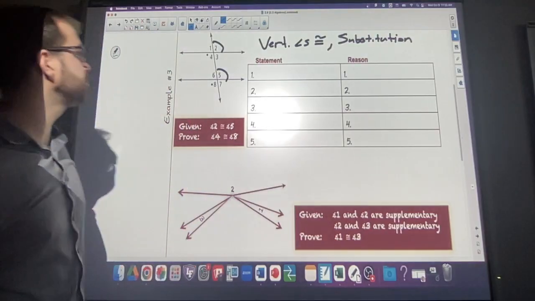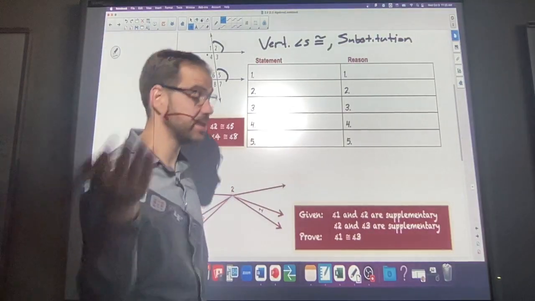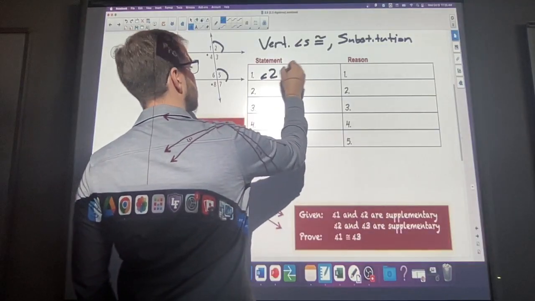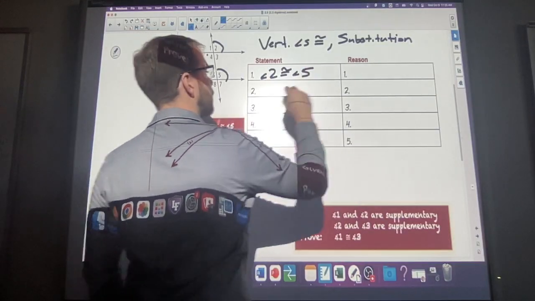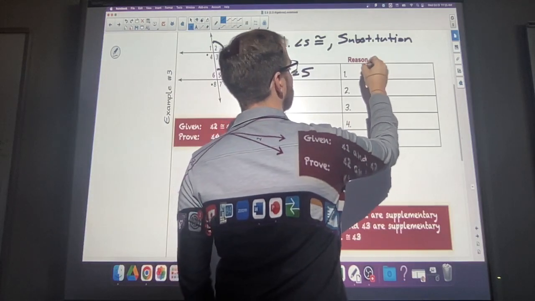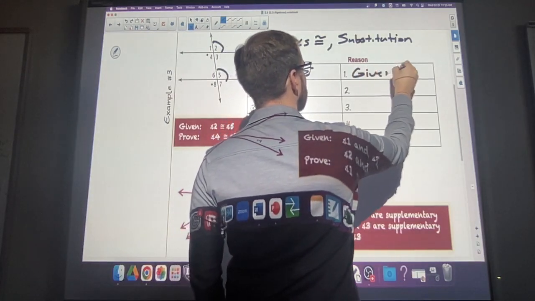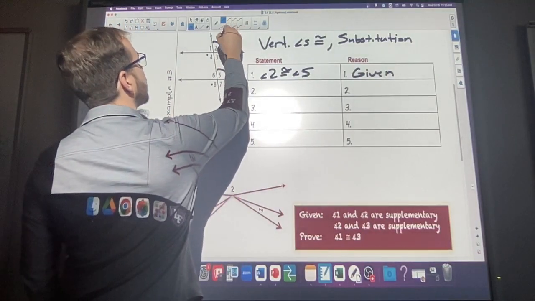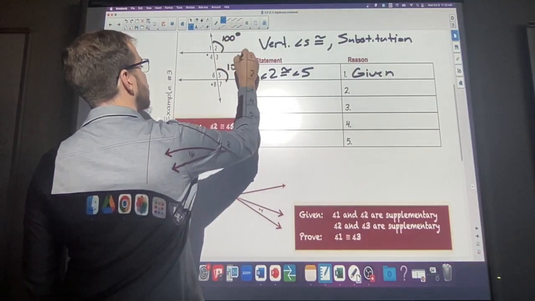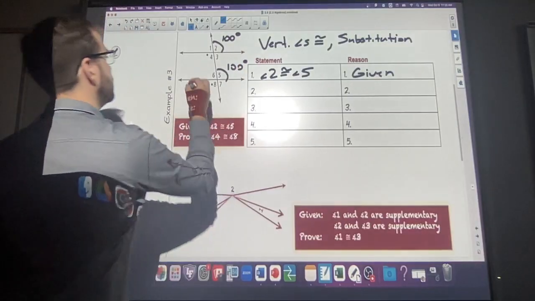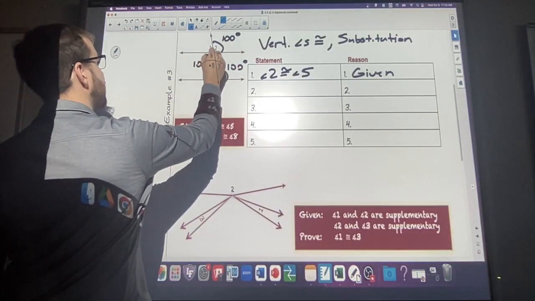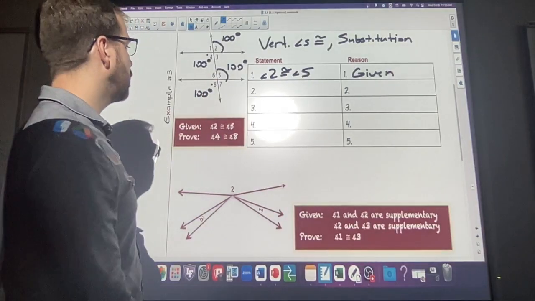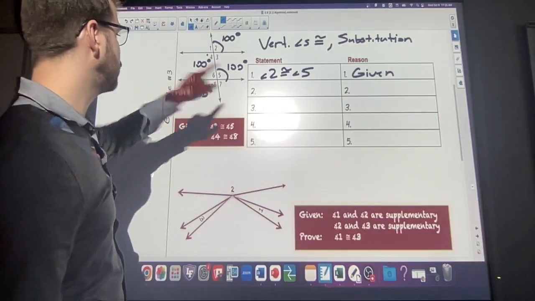All right, so let's start it. And if you want to try it on your own, pause it and try it, see how it goes. We're going to start with angle 2 is congruent to angle 5, and the reason is it's a given. And maybe we should make sense of this a little bit. Let's say this is 100 degrees, and that would mean they're congruent. If they're vertical, that would mean that these also have to be 100 degrees, because vertical angles are congruent.